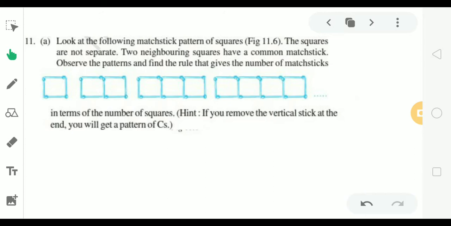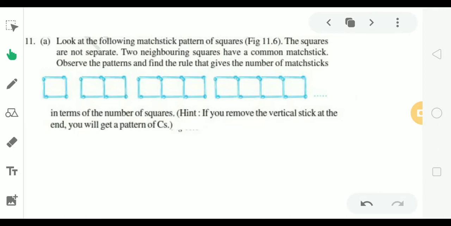The 11th word problem. Look at the following matchstick pattern of squares. The squares are not separate. Two neighboring squares have a common matchstick. Observe the pattern and find the rule that gives the number of matchsticks in terms of the number of squares. Hint: if you remove the vertical stick at the end, you will get a pattern of C.